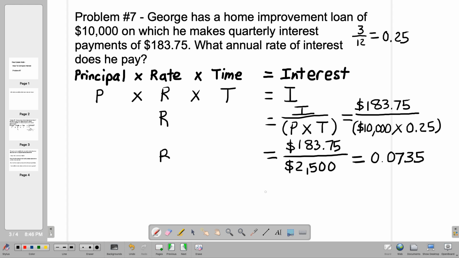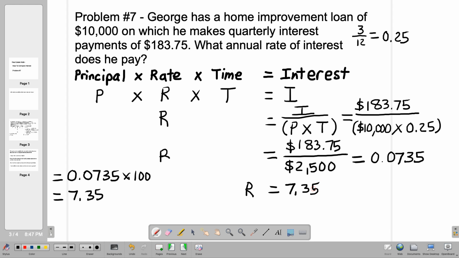0.0735. Now, we want to also convert that to a percentage, but this represents a decimal representation. So we'll take the same value, 0.0735, and multiply it by 100. And so this will give us a value of 7.35. And what that says is that the rate is 7.35%. And this is what we wanted to show.